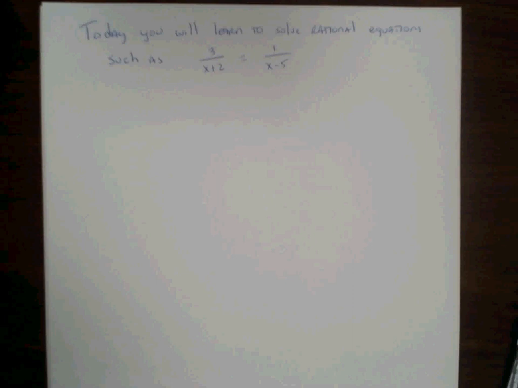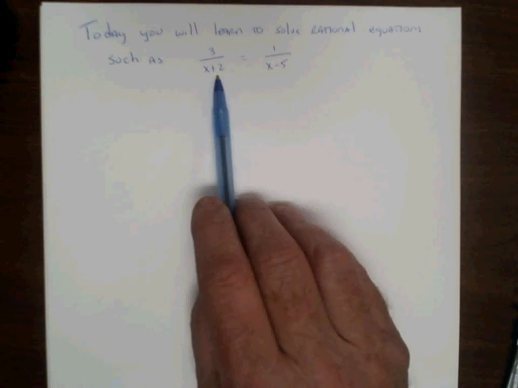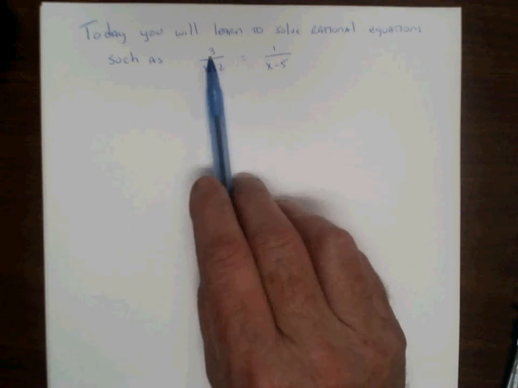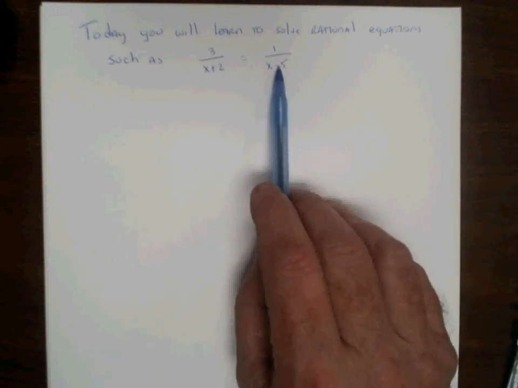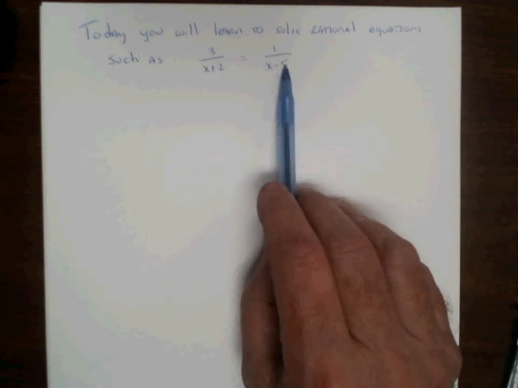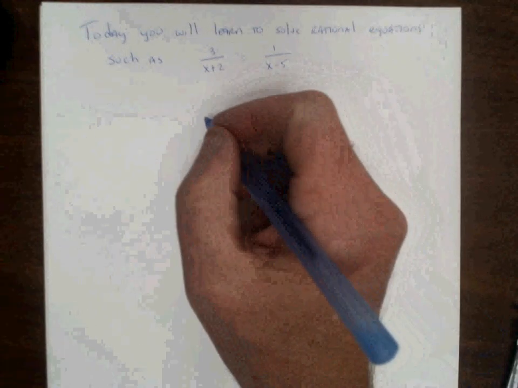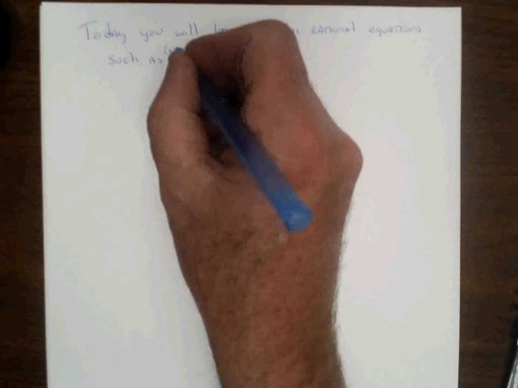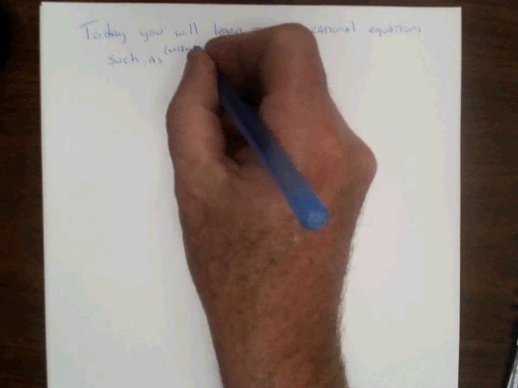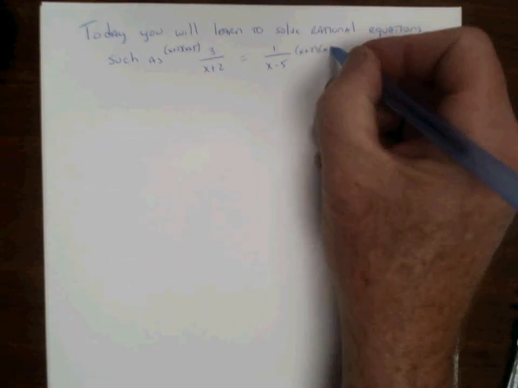To get rid of the fractions, we undo the division. In this case, to undo the fraction, the division is by x plus 2. We have to multiply both sides of this equation by x plus 2. In this case, to get rid of the division, it's divided by x minus 5. We have to multiply by x minus 5. So what we're going to do is multiply both sides of this equation by x plus 2 times x minus 5.